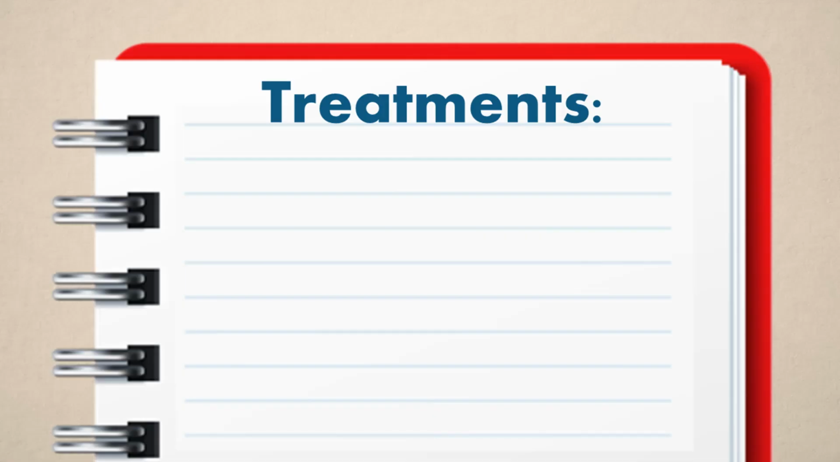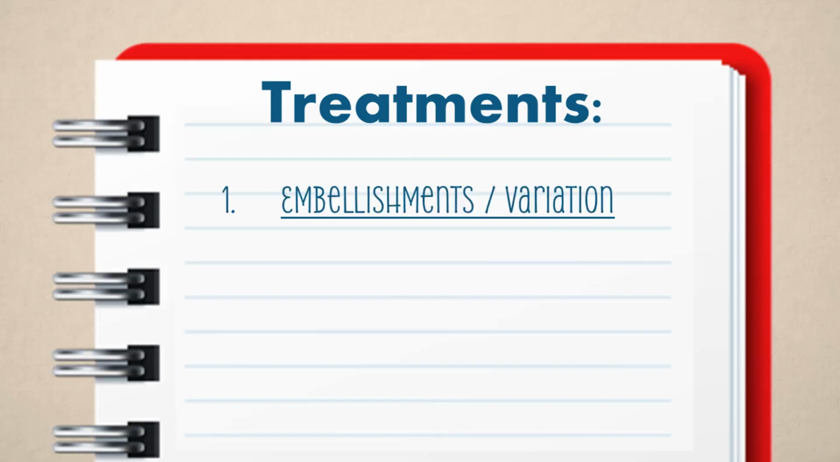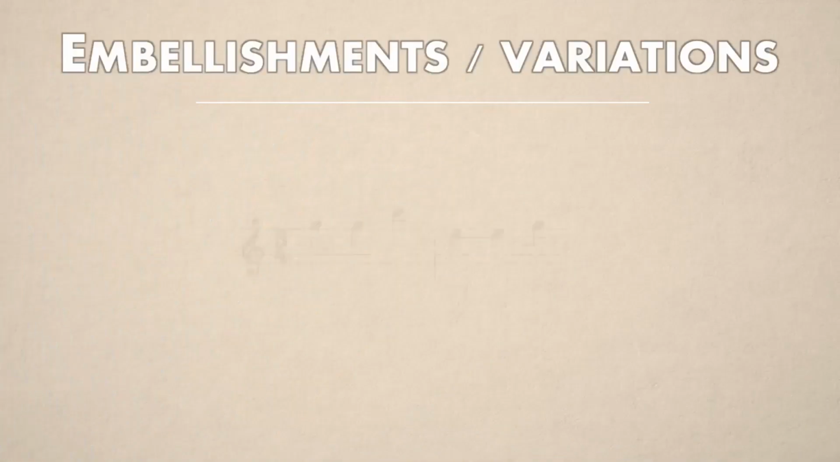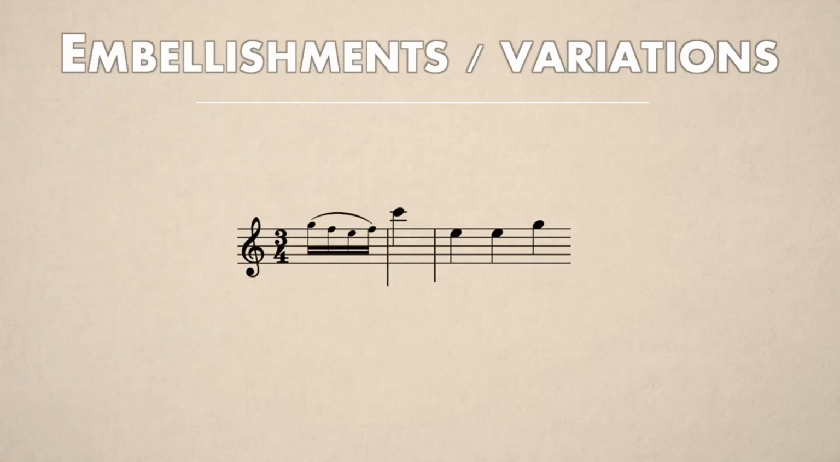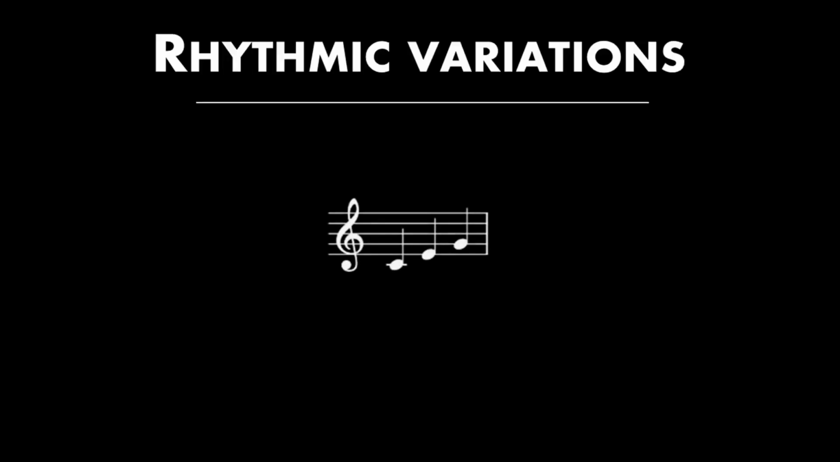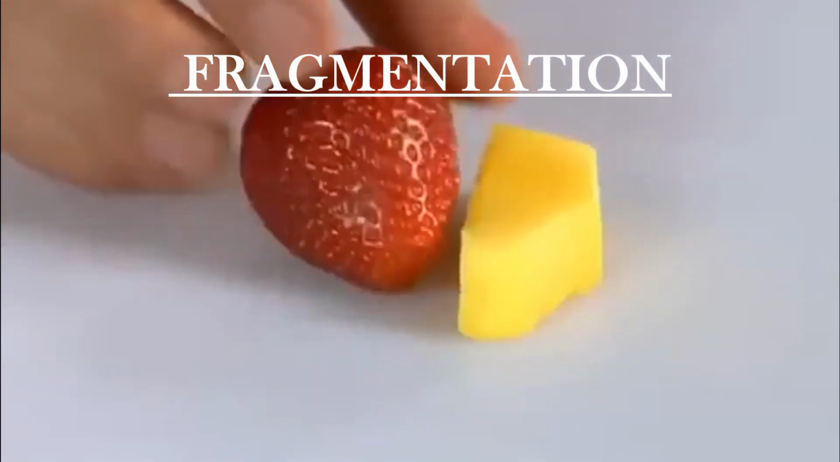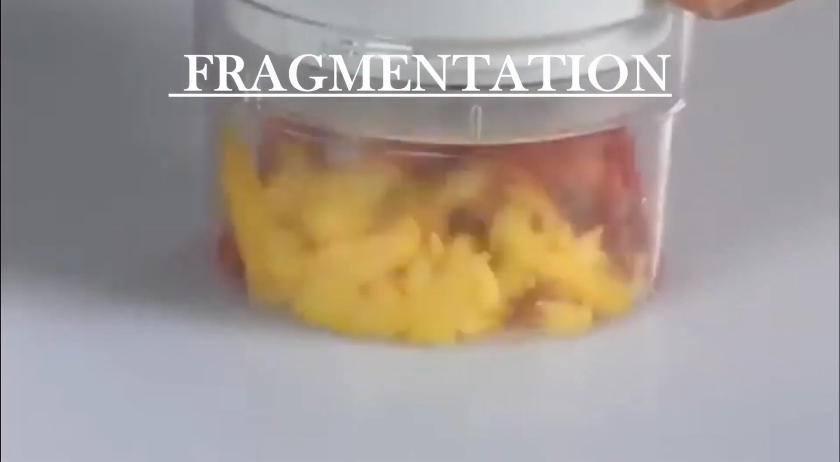Motifs don't always reappear literally. The following are the main types of motif treatment: embellishment and variations, fragmentation, transpositions, and symmetric treatments. Embellishments and variations may include addition of passing and neighbor tones, ornaments, and anacrusis. Rhythmic variations include the scaling of the notes' values and changes in the rhythmic patterns. Fragmentation consists of breaking down the motif into smaller segments.